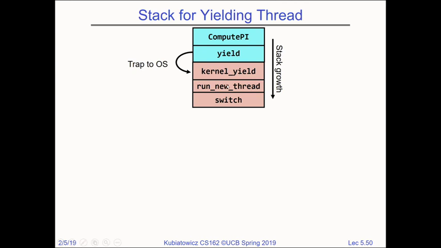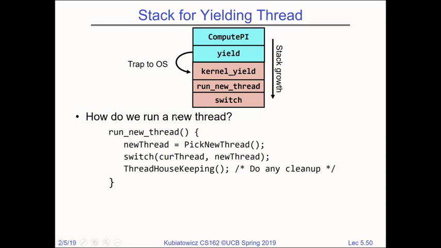Then we run new thread, and we switch. How do we run a new thread? We pick the new thread, we switch the current thread for the new thread, and we do some housekeeping like keeping track of how long we've been running and how many cache misses, and then we're done running the new thread. Okay, but what's a little interesting here is, what does this mean, switch?